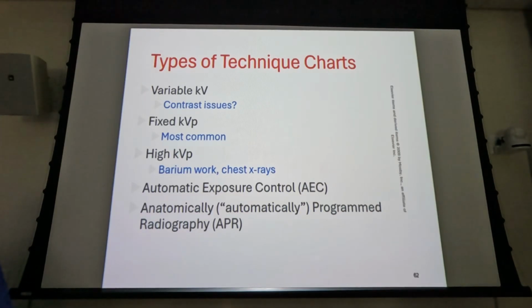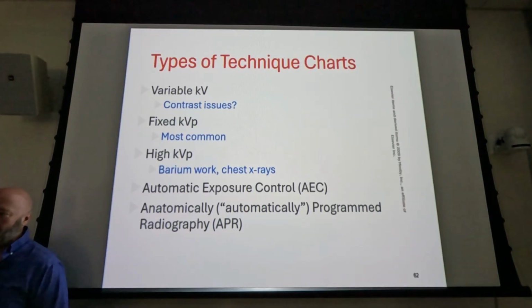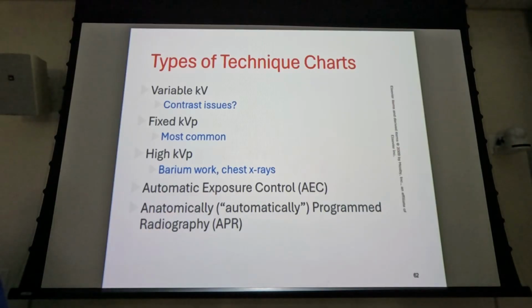And I think, especially with CR and now especially DR, with the computer algorithm kind of ferreting out the contrast and density, they've become more rare, and especially with using automatic exposure control, that portion is even more rare. So with automatic exposure control, pretty much all you got to know is the kVp for that specific part, right?